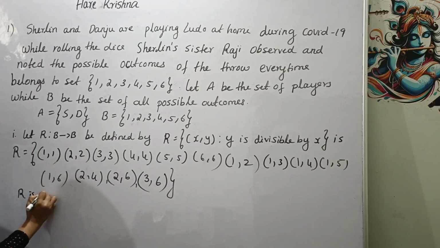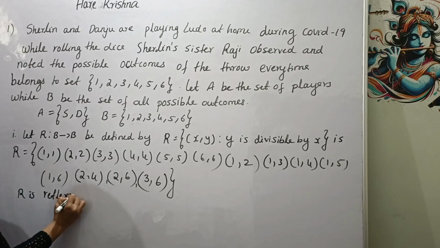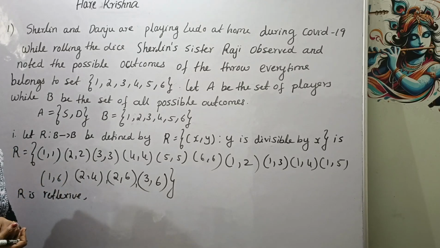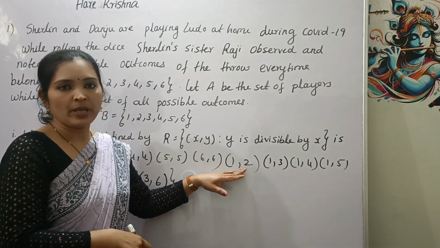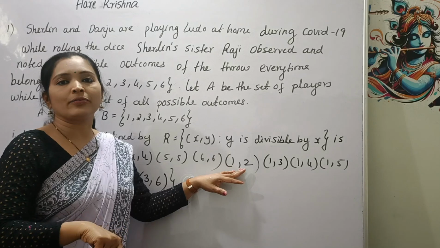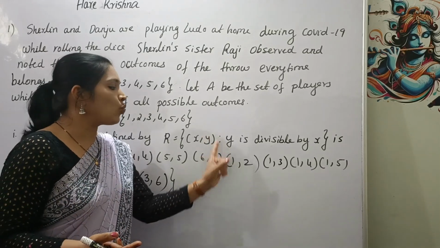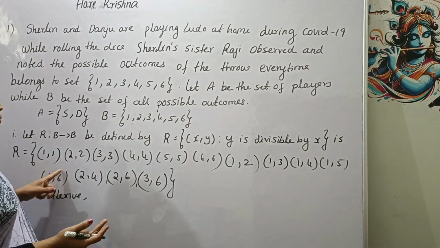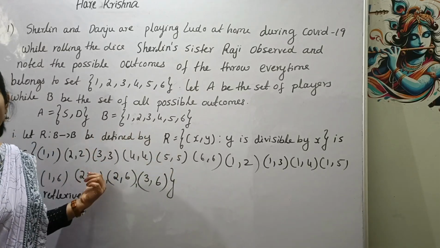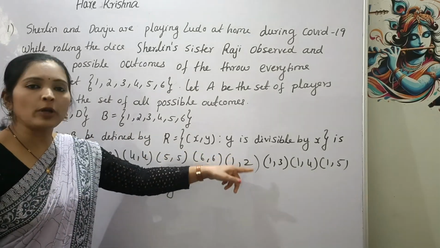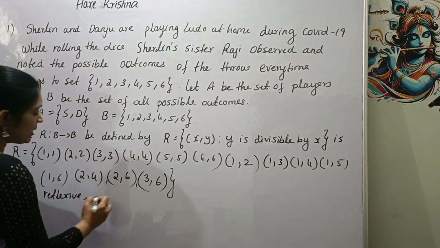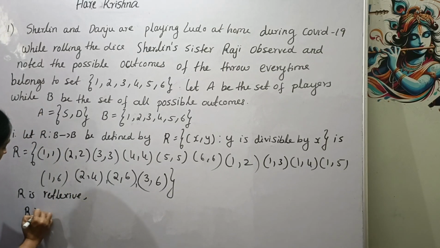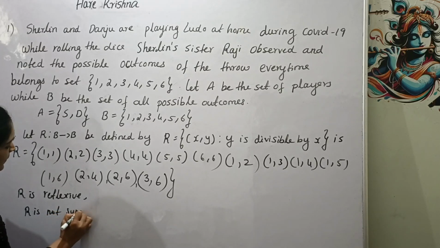R is reflexive. Then for symmetry, let's take one element, (1,2). (1,2) belongs to R, then (2,1) should be in this R for symmetry. So here (1,2) belongs to R, but (2,1) does not belong to R. Therefore, R is not symmetric.